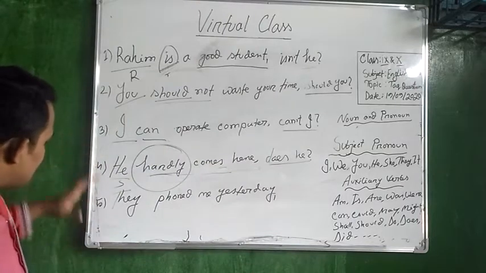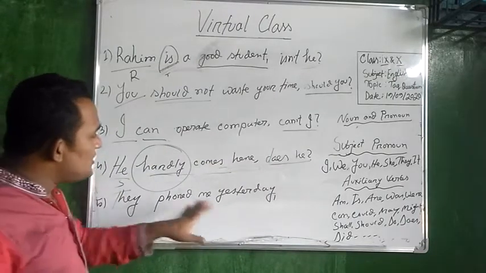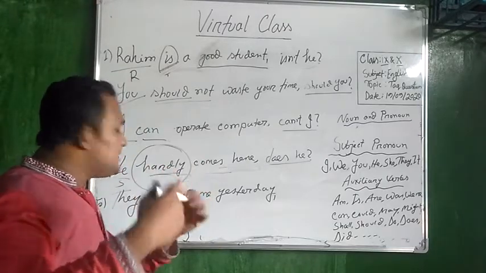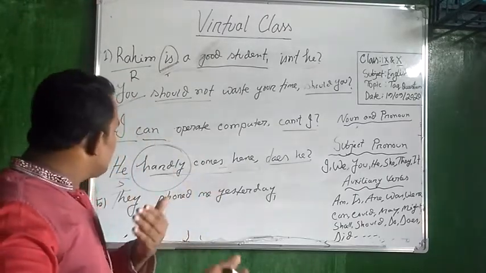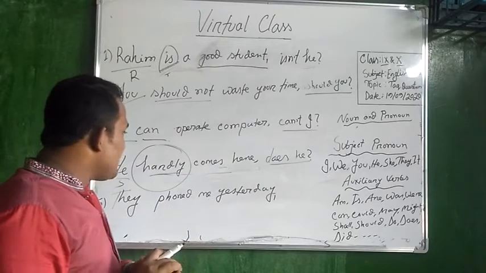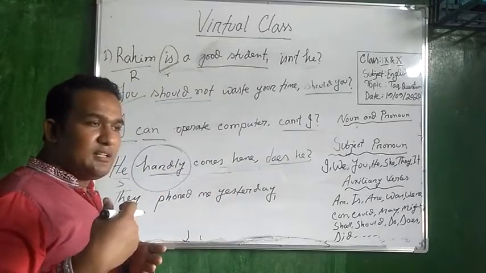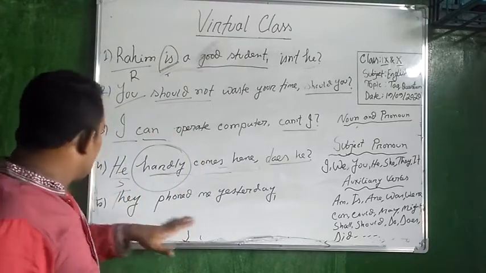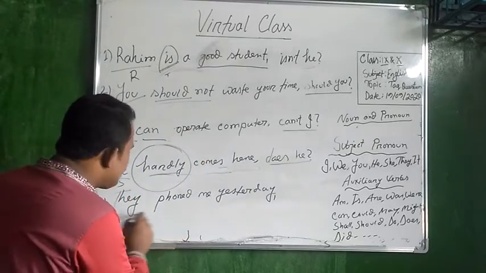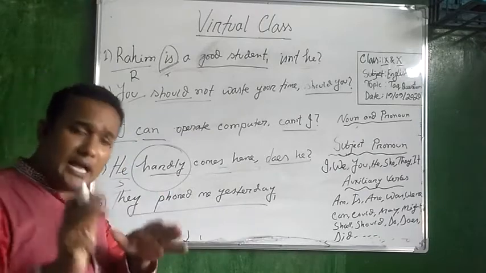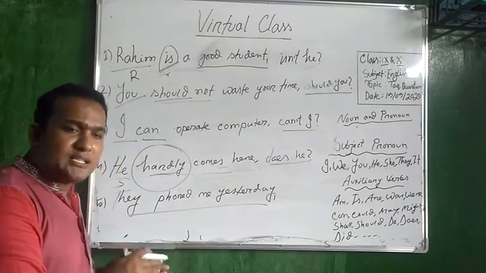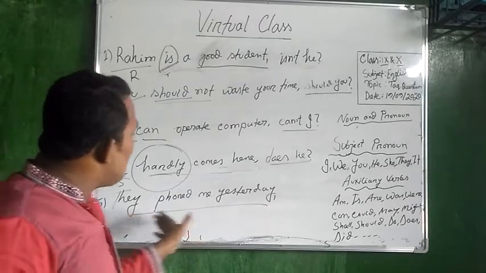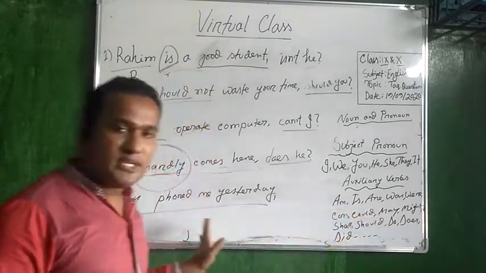So come to the last one. They phoned me yesterday. That means they called me, they telephoned me yesterday. They made me a call yesterday. They gave me a ring yesterday. So here you can see that there is no auxiliary verb. As I told you a bit earlier, when you don't get any auxiliary verb, you can see that there is no auxiliary verb here.